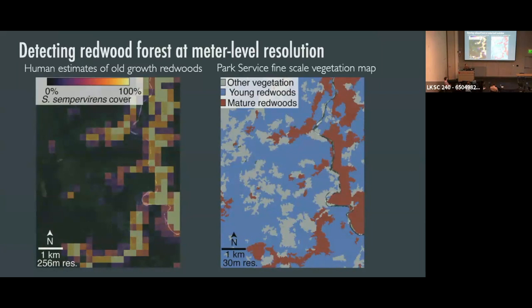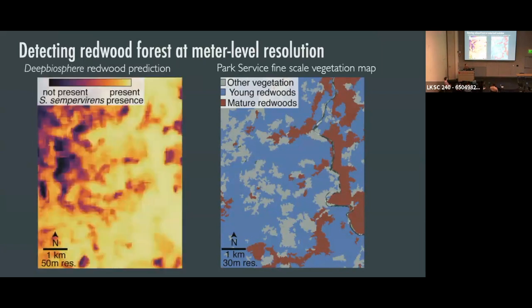Now, I won't explain how we go from species predictions to mapping. I'm happy to explain that during the Q&A session if people are interested. But here is the same map, but using Deep Biosphere, using this neural network architecture to make predictions across space for specifically redwood species. And what you can see is that it predicts a much larger range, a much larger extent than what the humans predicted.